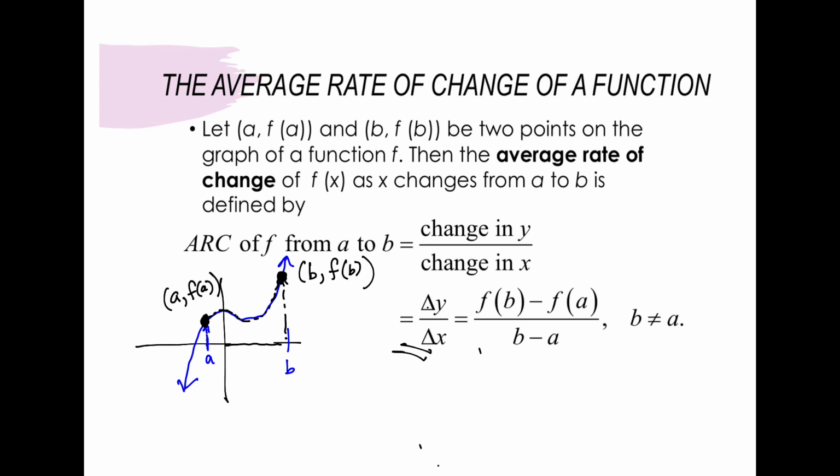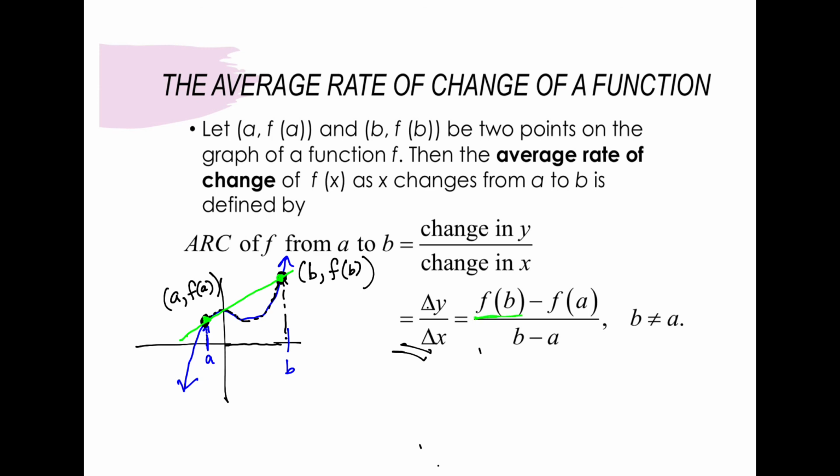And so what we're doing when we find this average rate of change is we're actually saying, if I drew a line through these points, what would be the slope of that line? Okay? Sounds very complicated, with all these symbols. Well, that's all we're saying here.